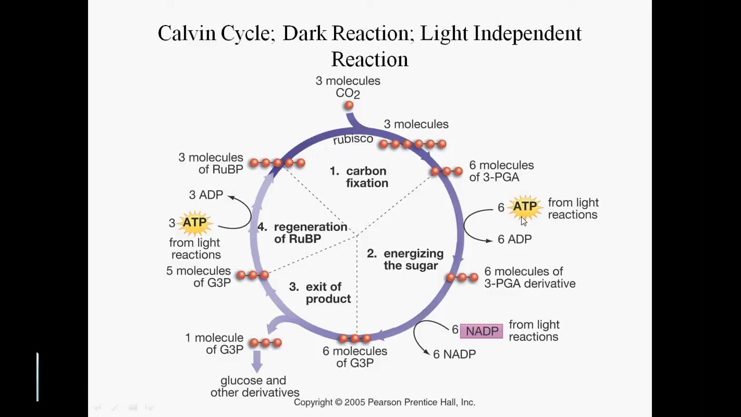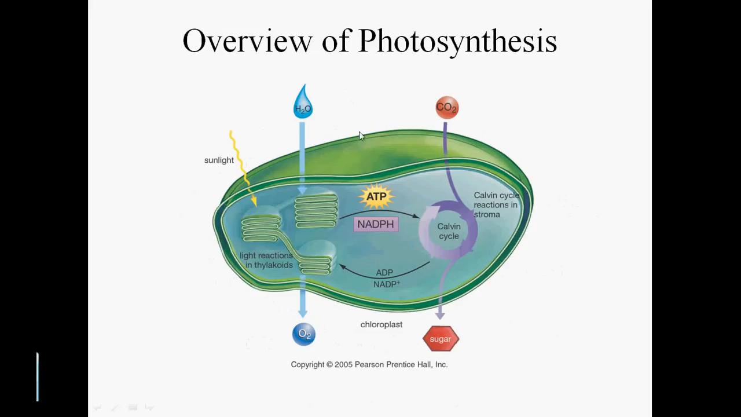And then we're going to energize that sugar that we've created by adding the ATP that we got from the light reaction and the electrons that we got from the light reaction, the NADPH and the ATP that we created. That's going to create a high energy sugar called G3P, and then one molecule of that G3P can go off to break down into glucose and other derivatives, while the other 5 molecules go on to start the cycle all over again. This is a continuous cycle.